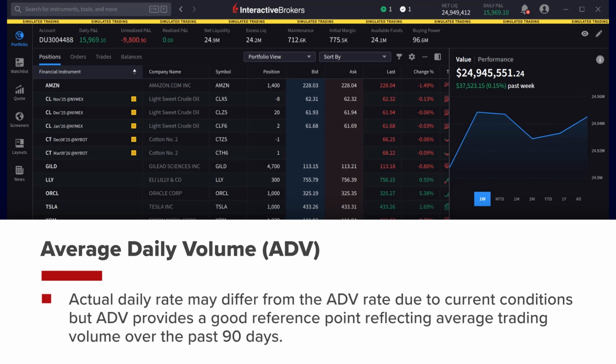While the actual daily rate on the day or days that the order is active may differ from the ADV rate due to current volumes or conditions, the ADV is a good reference point and reflects the average trading volume over the past 90 days.